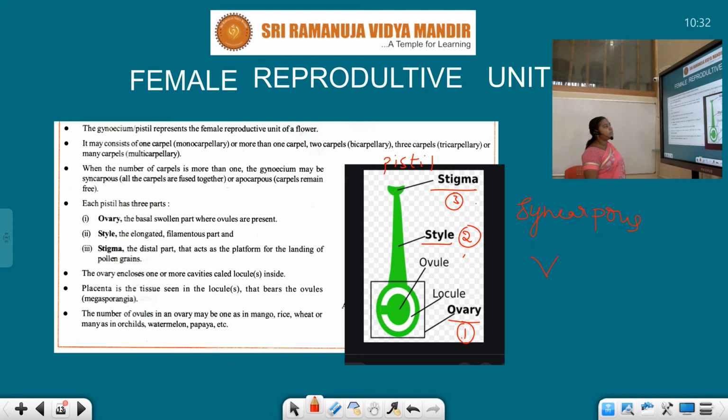Ovary, the basal swollen part where the ovules are produced. See, it's the base. The swollen part is nothing but the ovary. Inside the ovary, what do we have, students? Ovules.